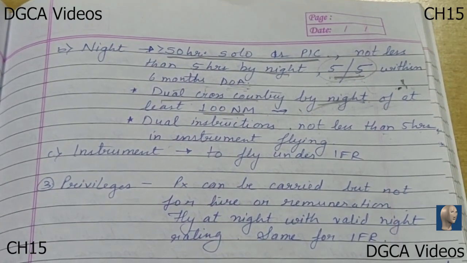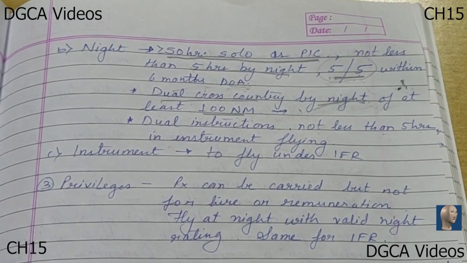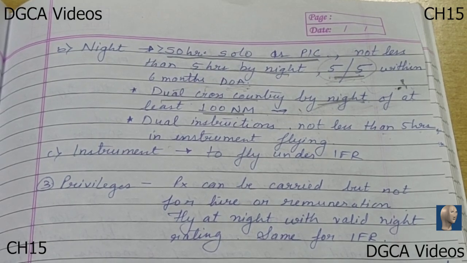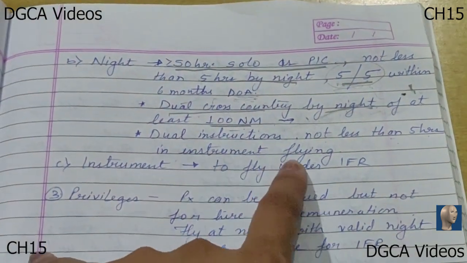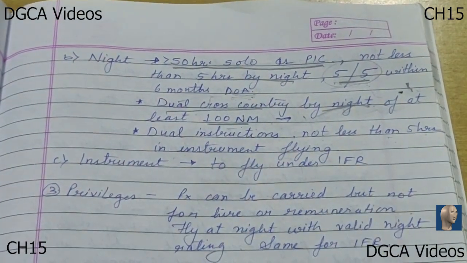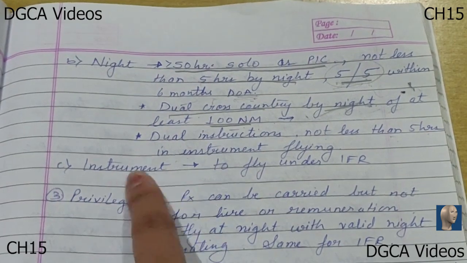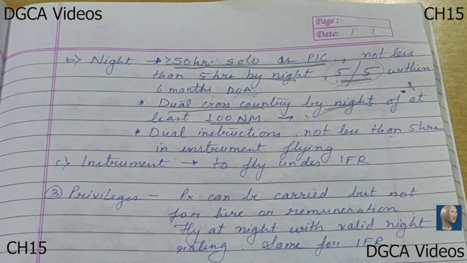So in the morning, in the general case for the PPL, it is 150 nautical miles. And for the night rating, you have to cover 100 nautical miles. Dual instructions for instrument rating, not less than 5 hours. Instrument rating is being able to fly in IFR conditions.